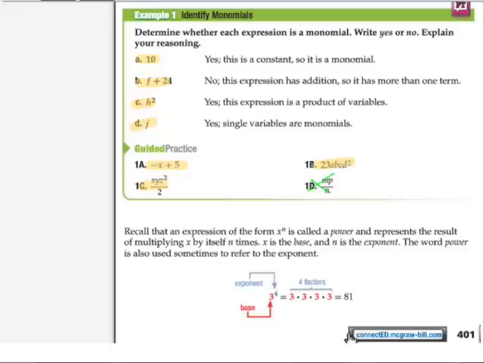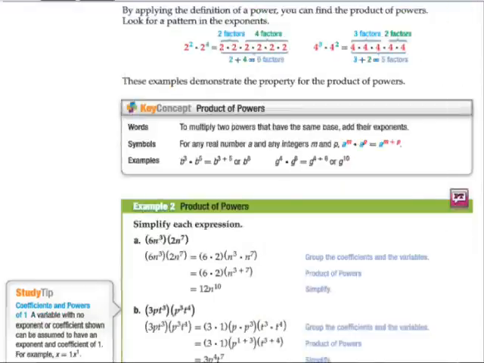You guys know from previous classes that 3 to the 4th just means 3 times 3 times 3 times 3. This is the base, this is the exponent, these are called factors. We also use the word power sometimes. You guys know all that. We're all very proud of you for knowing that. So we can apply the definition of a power to find the product of powers.